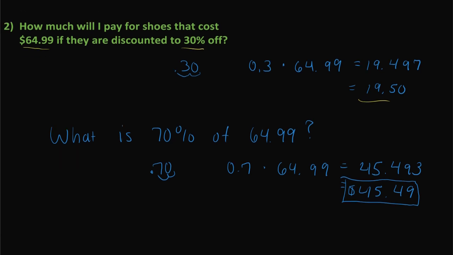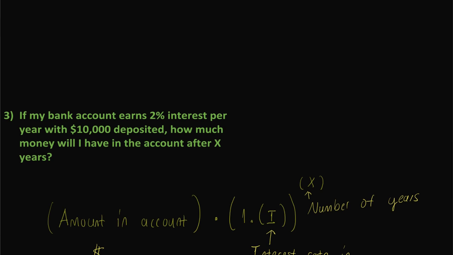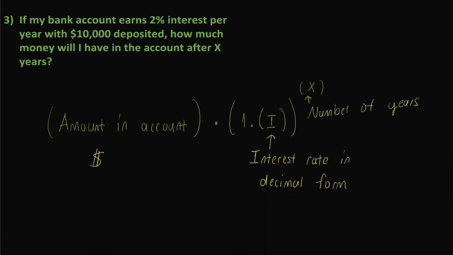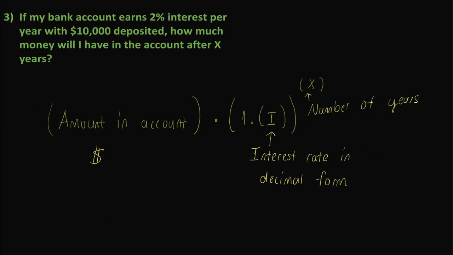Okay, taking a look at our last problem here. This is a compound interest problem, and it says if my bank account earns 2% interest per year with $10,000 deposited, how much money will I have in the account after X years? And the X here means whatever we want it to mean, really. It's how many years you leave the money in the account without withdrawing anything.